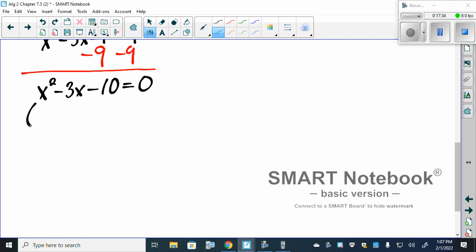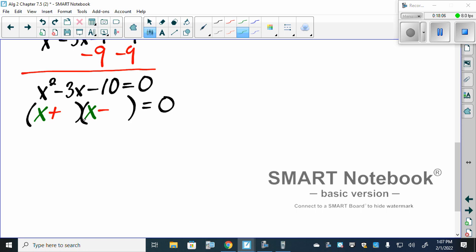So, 2 sets of parentheses with 3 spaces is equal to 0. Well, since the 10 is negative, it means our signs are opposite. One's going to be positive and one is going to be negative. Well, the factors of x squared are x and x. And the factors of 10 that we want are 5 and 2. Because 5 and 2, I think, would be the one that's most likely going to work.